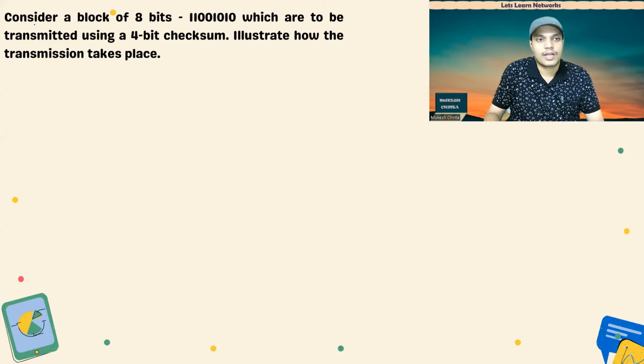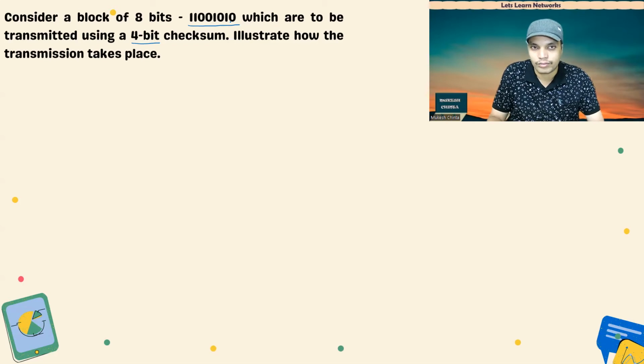Consider a block of 8 bits. Let me just count: 1, 2, 3, 4, 5, 6, 7, 8. These are 8 bits, 1100 1010, which are to be transmitted using a 4-bit checksum. Illustrate how the transmission takes place. Because I was told to use a 4-bit checksum, I'm going to divide this 8-bit block into 2 blocks. My k is 2 and n is 4, so 2 blocks of 4 bits each. The first block is 1100, and the second block is 1010.